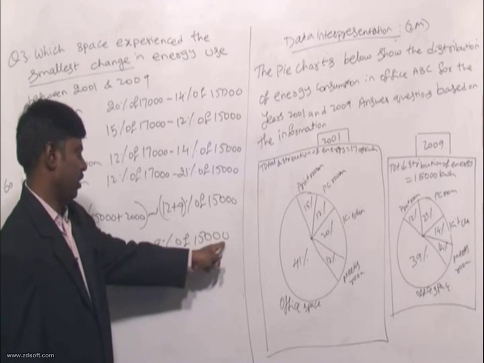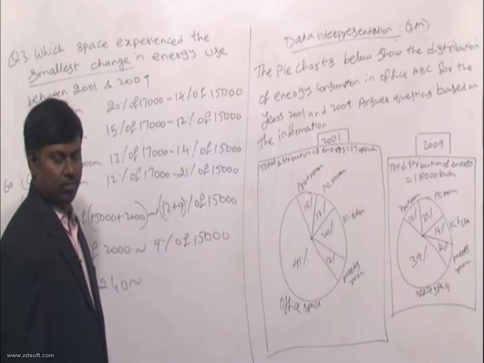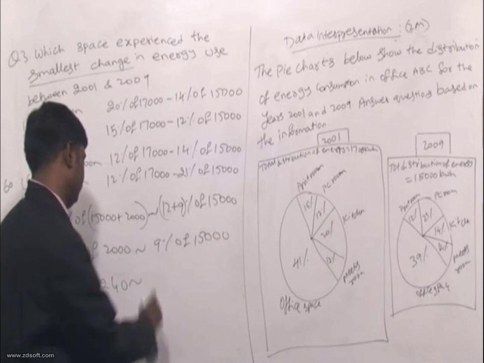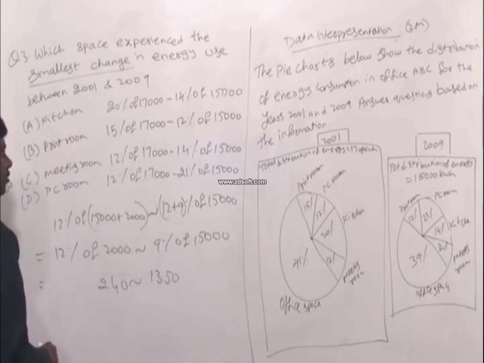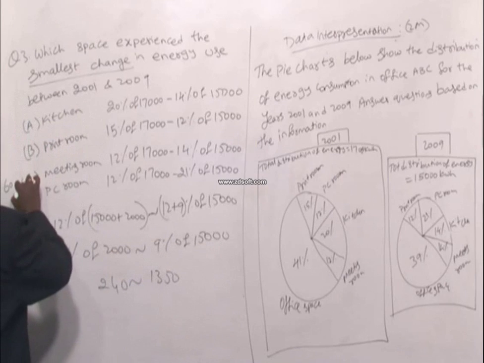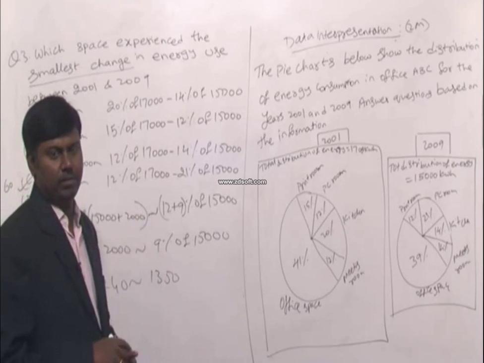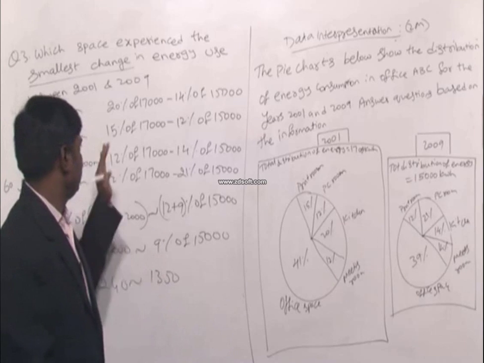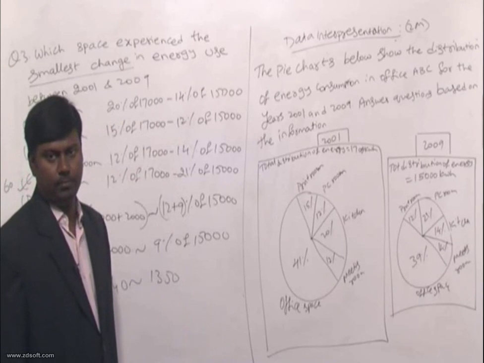10% of 15,000 is 1,500. 1,500 minus 1%. 1% is 150. 1,500 minus 150, 1,350. Right? 1,350. This is a drastic change. So the answer I go with is C. You need not check each and every one. Going by some smart guess, you can eliminate some choices. Right?